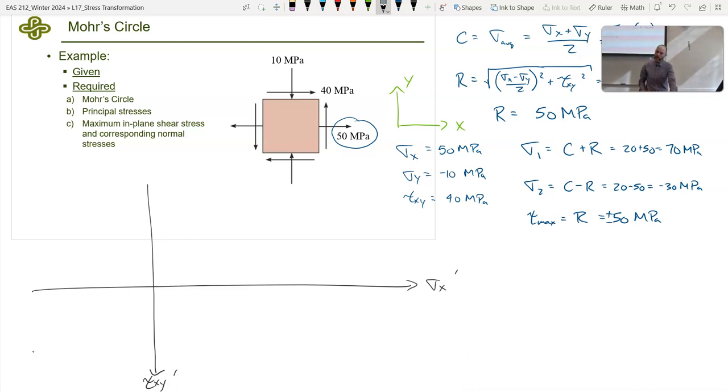So I'm going to add a few little tick marks here to help me try and make this to scale. 1, 2, 3, 4, 5. Okay, so those are my scale marks. So I've got the center of my circle at 20 MPa. And so I just go to my 20 data point right there. It's positive 20.